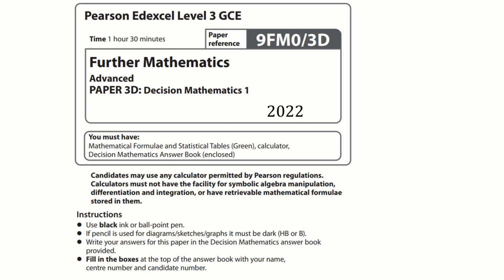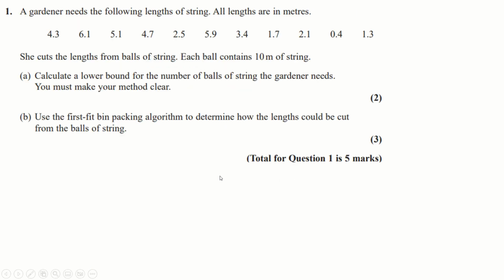This is the Decision 1 paper from 2022, Pearson Edexcel. Let's just do this. We're cutting these lengths, calculate our bounds. So just add all these up together. You get this. Divide by 10 because that's the length of each board that you have, and you get this. You round up to 4, so the lower bound is 4.